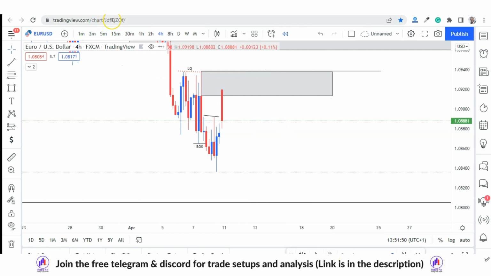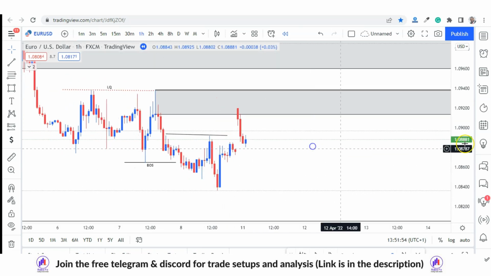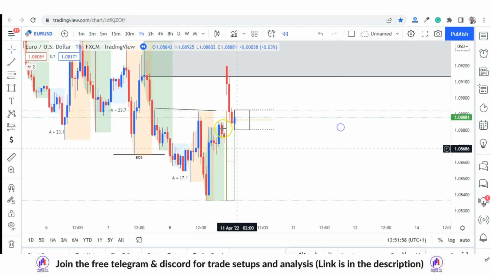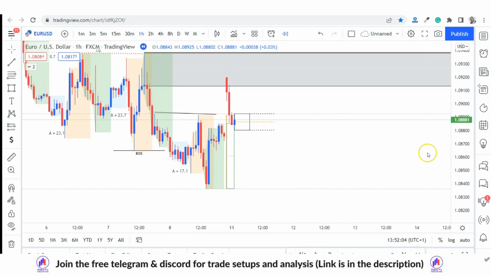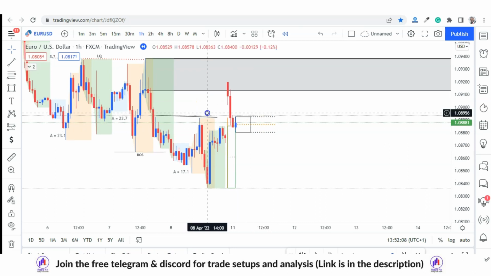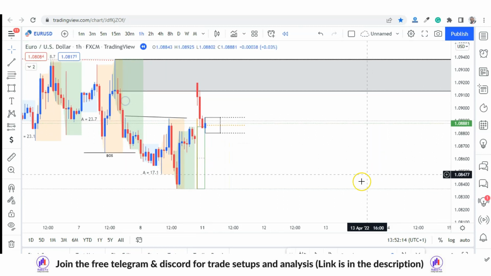Now when I saw this, I went to the 1 hour to look at what we can see. In the 1 hour, nothing much. The Asian market just started here. This is the Asian market range. So we have this, and I still maintain this as my higher time frame.